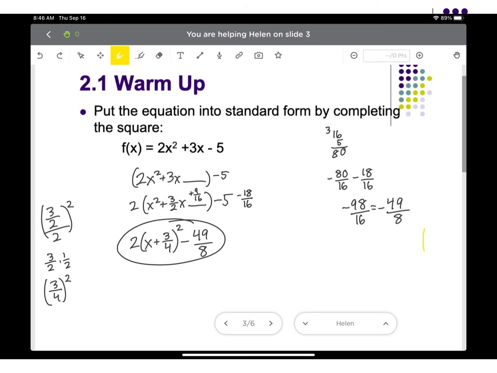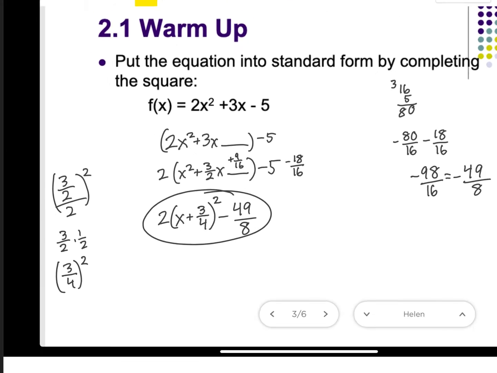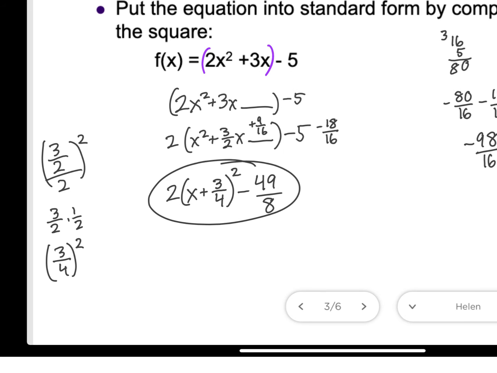This was like your kryptonite, so be really careful. A lot of people mess up on this stuff. So first we're going to group together the 2x squared and the 3x. We're going to leave that space there. We're going to take the 2 out. By taking out the 2, we're dividing both these terms by 2.